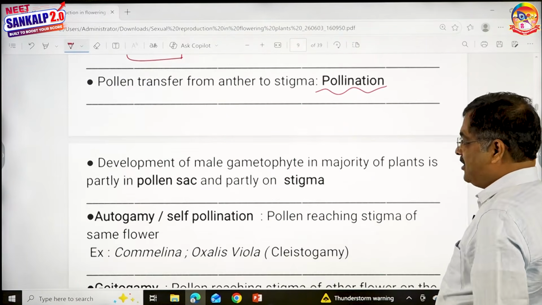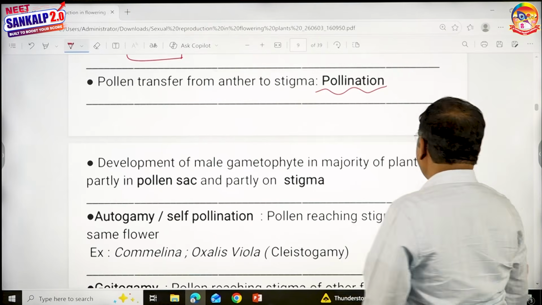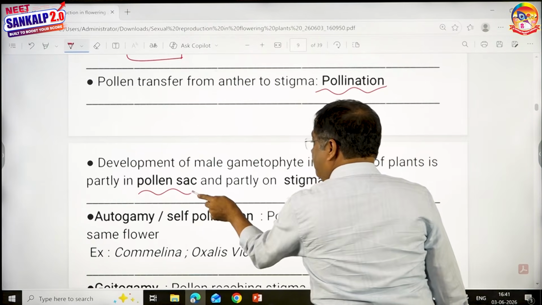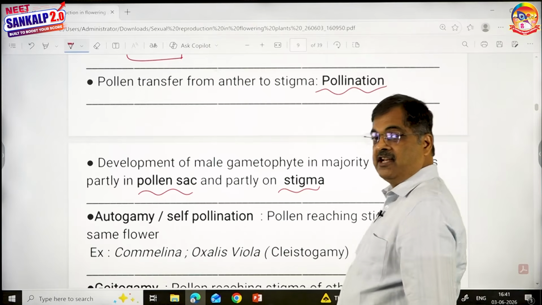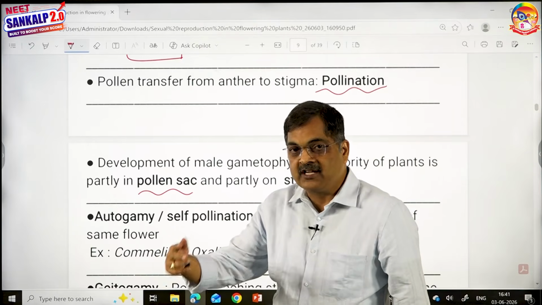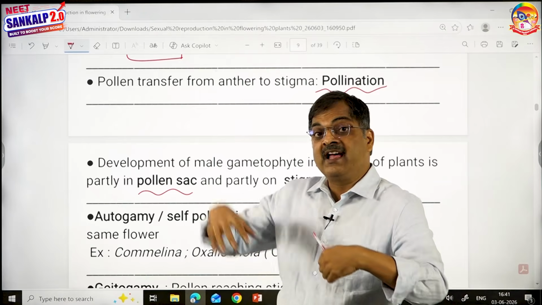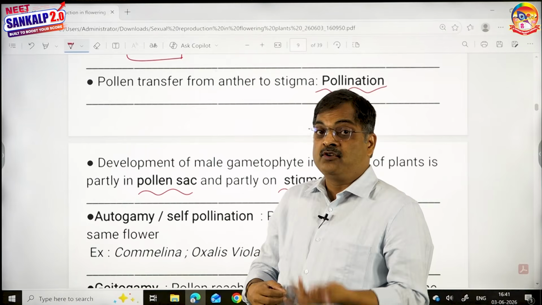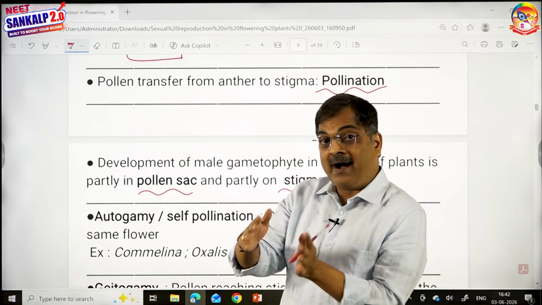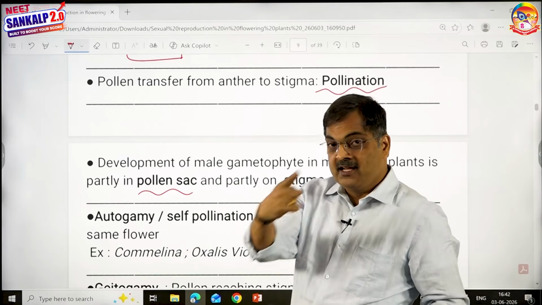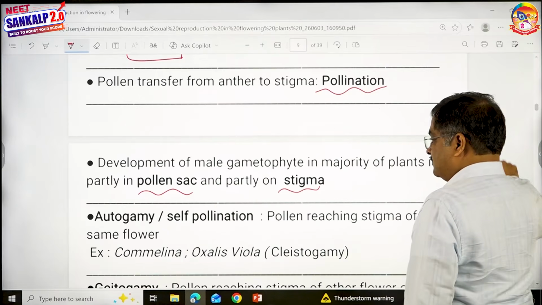All right. And you know pretty well, the development of the male gametophyte is partly in the pollen sac, partly on the stigma, isn't it? At the 2-cell stage it is getting liberated. After reaching the stigma, the pollen tube is formed, and the generative cell inside the pollen tube is going to divide and produce 2 male gametes. So part of the gametophytic development is also occurring on the stigma.